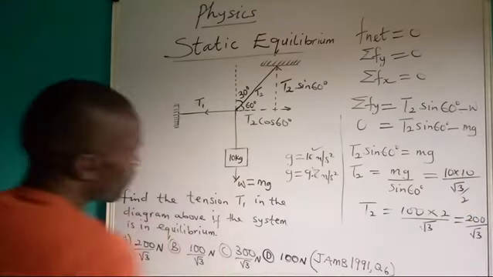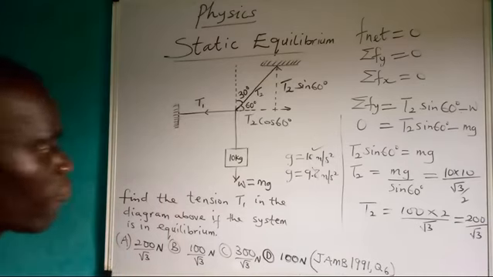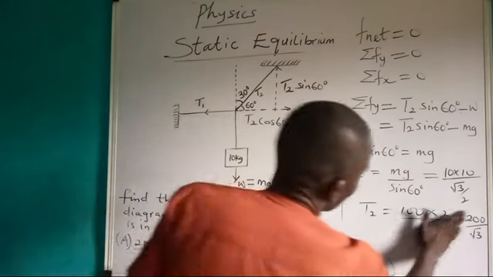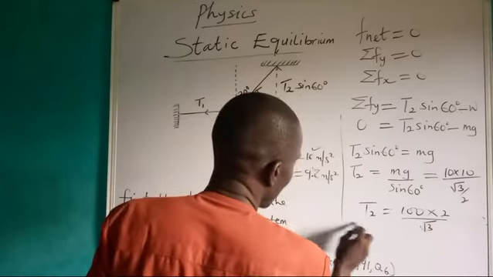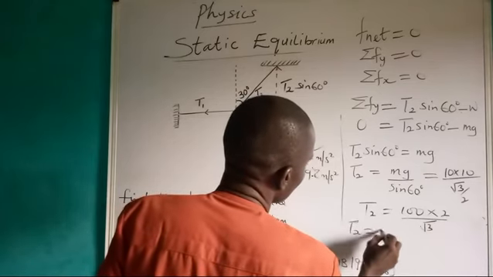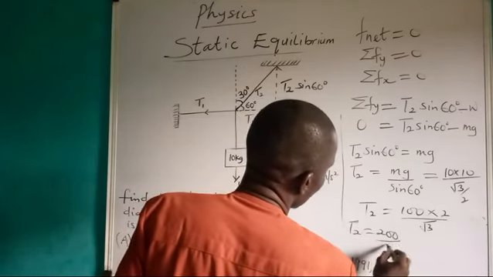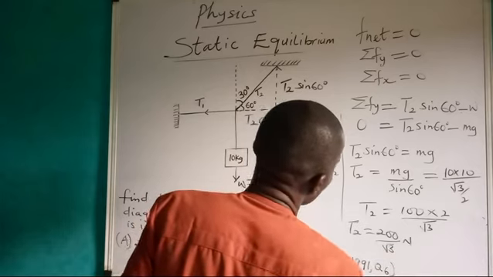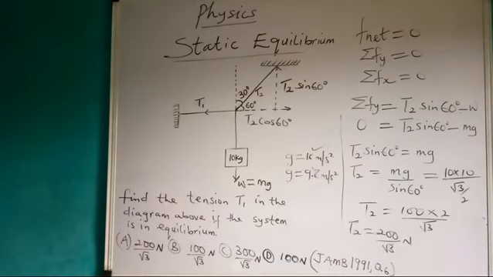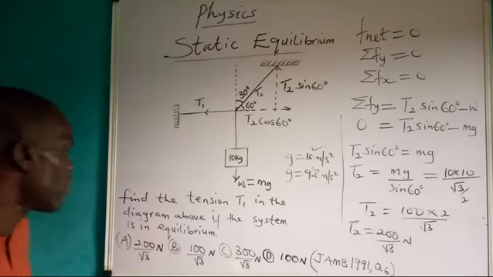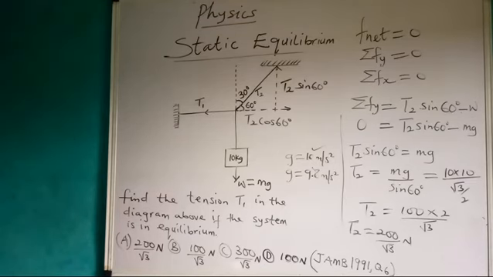Now that one will be the value of T2. Let me bring it to this position. You see that T2 here is 200 all over root 3 Newton. That one is settled. Then, from the question, we are asked to look for T1. Meaning, for me to look for T1, what will I do?